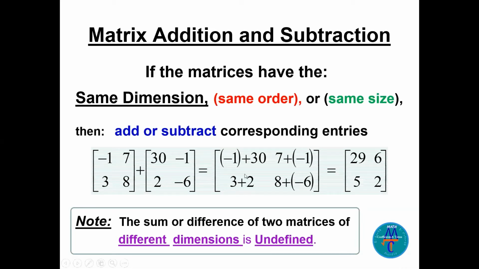Now, we can add matrices and also subtract them, but they have to have the same dimension. Some books say same order or same size, but the best word is same dimension. So number of rows equals number of rows, number of columns equals number of columns. The sum or difference of two matrices of different dimensions is undefined. So we cannot add or subtract matrices with different dimensions.